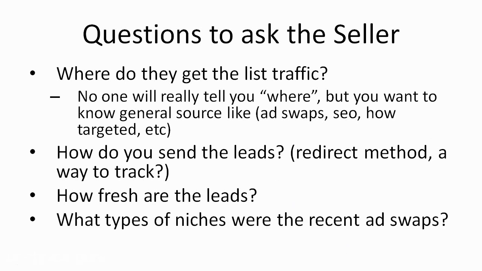Another thing to figure out: if they are using ad swaps to get their list traffic, what types of niches were the recent ad swaps? If you know the recent niches, you have a better idea of what the people on their list are interested in. So if people signed up for WordPress, other types of blogging, or WordPress plugins, that's a good list to go into if that's what you want. But if their list deals with something totally different, you may want to avoid sellers whose ad swap niches don't relate to the niche you want to build your list around.